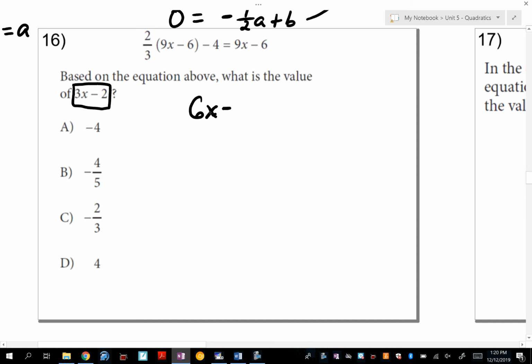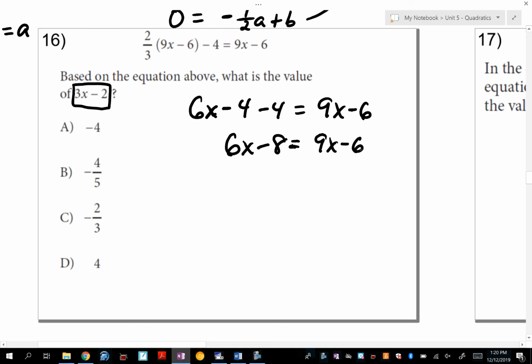I think it is going to be 4, because if you do 6 times 2, you get 12. 12 divided by 3 is 4. There's another minus 4. Okay, so that's going to be 6x. There's the 8.